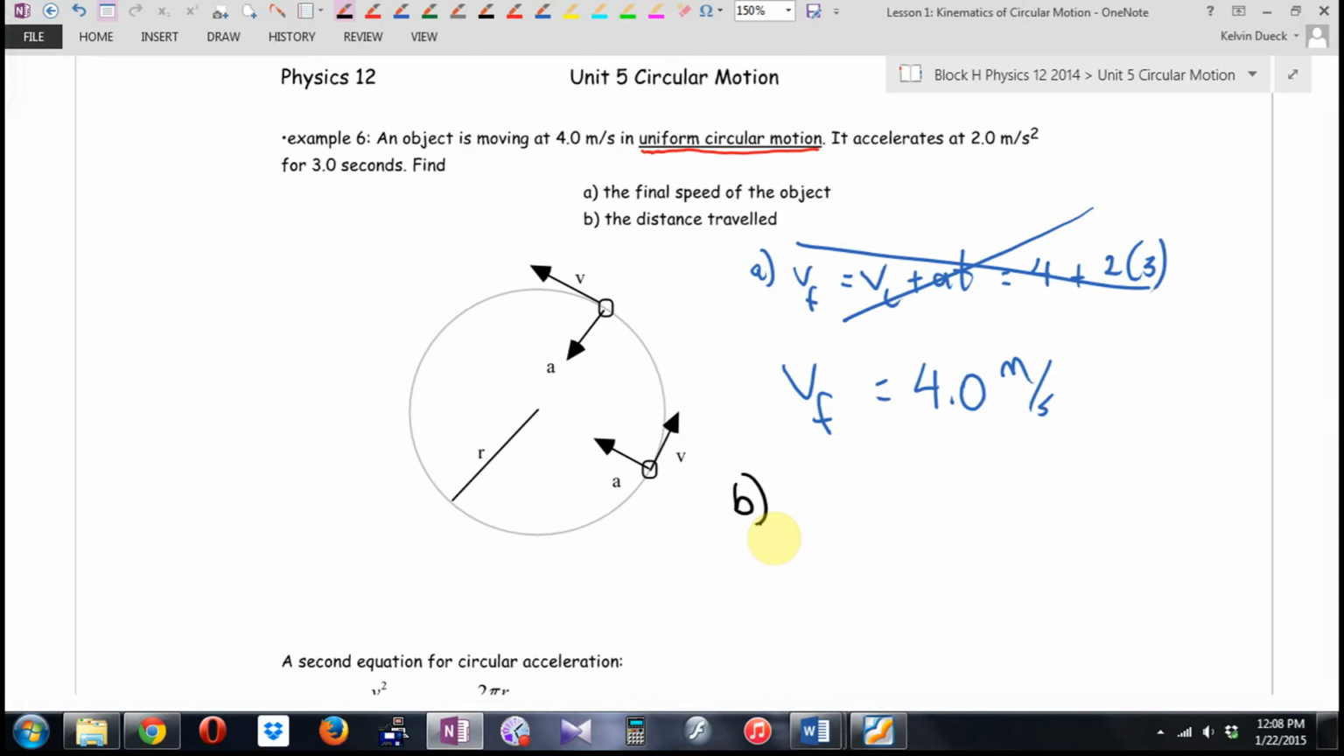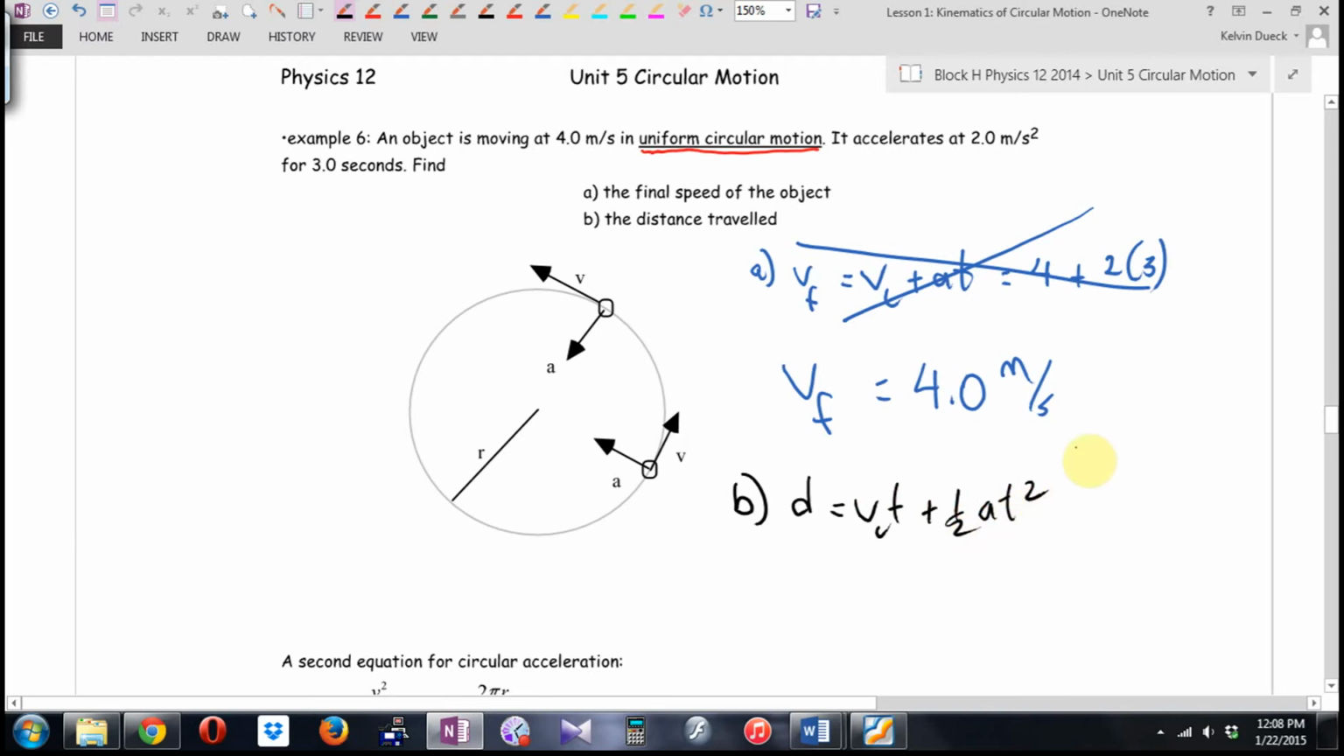How about the distance traveled? Again, don't write this down. No, there's no acceleration. We're going to keep it simple. You want the distance? Because we're traveling at a constant speed, you traveled 4 meters per second for 3 seconds, 12 meters.